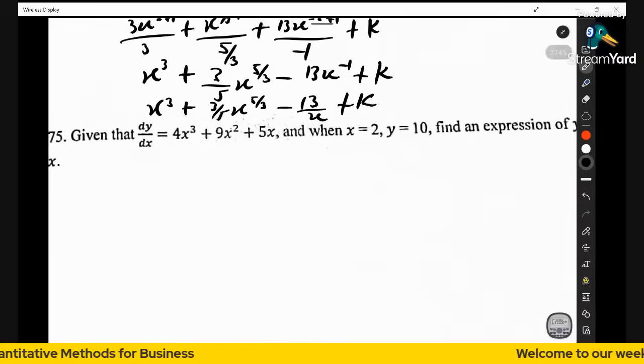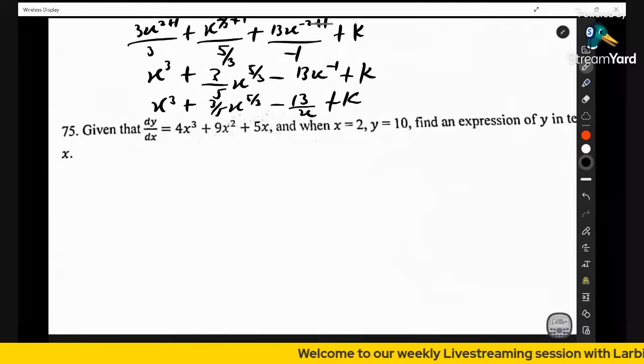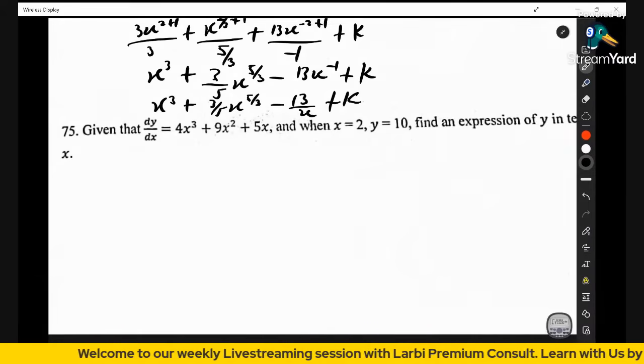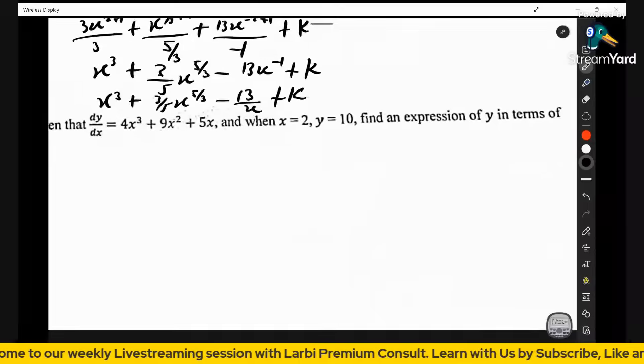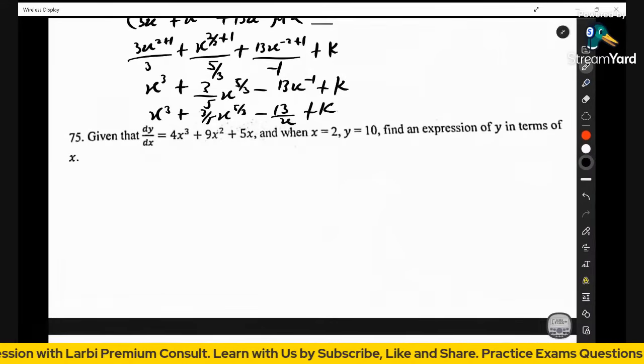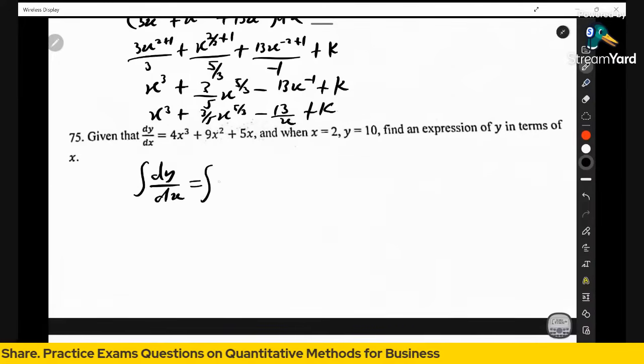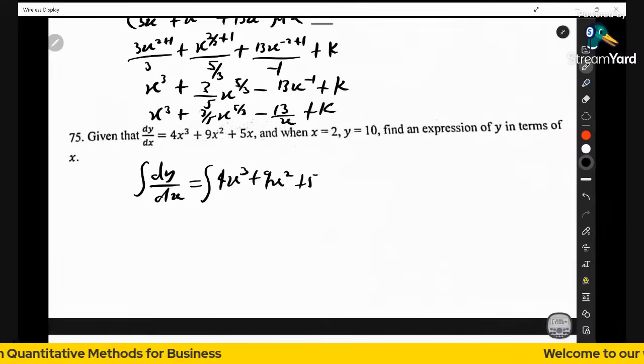Then 75. Given that dy over dx is equal to 4x cubed plus 9x squared plus 5x, where x is equal to 10, y is equal to 10, find the expression for y in terms of x. So here too, we need to integrate, right? So this is what we're going to do. We'll bring in the dy over dx here, and we'll bring in our 4x cubed plus 9x squared plus 5x.